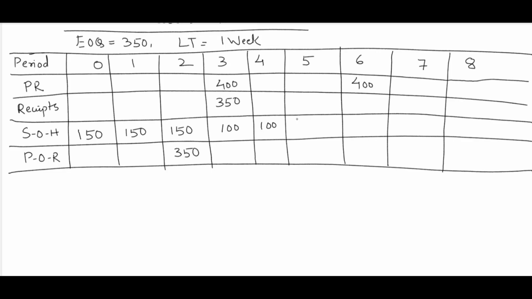We carry forward 100, but now again the demand is 400. We have only 100 with us, but we need to satisfy 400. So we order the EOQ quantity of 350 in the fifth week, so that we receive 350 in the sixth week. 350 plus 100 is 450. 450 minus 400, now the remaining will be 50. So we carry forward this 50.